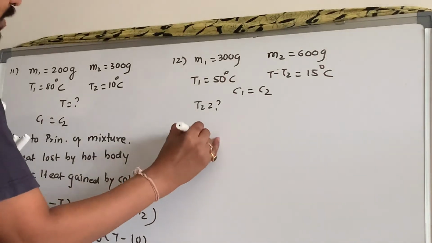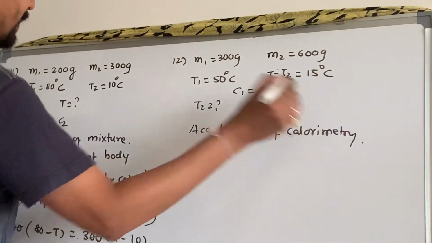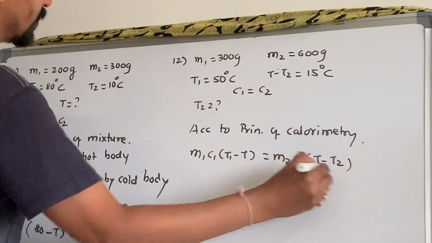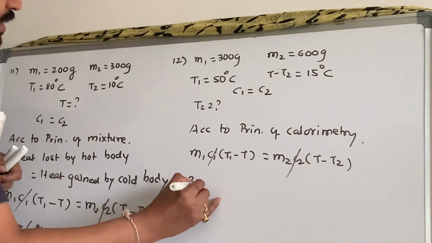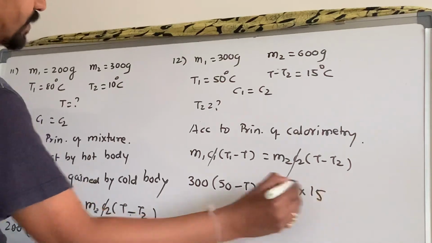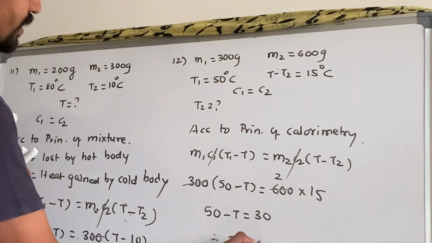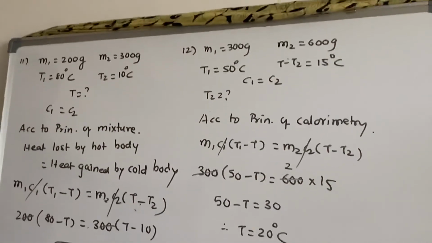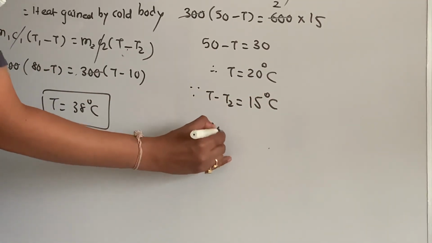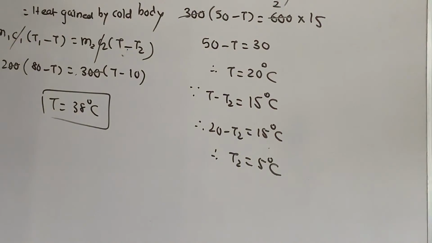So we write the same part according to the principle of calorimetry. Right? I can write directly now. M1 C1 (T1 minus T) equals M2 C2 (T minus T2). C1 and C2 cancel. M1 is 300, T1 minus T is 50 minus T, equals 600 into 15. This is 1 by 2, so 50 minus T is equal to 30. So T is equal to 20 degrees Celsius. Now since T minus T2 is 15 degrees Celsius, I can write 20 minus T2 is 15, so T2 is equal to 5 degrees Celsius. This is your important part.